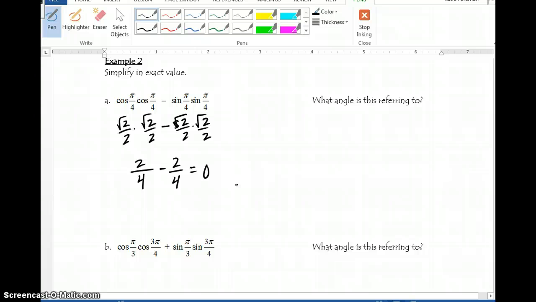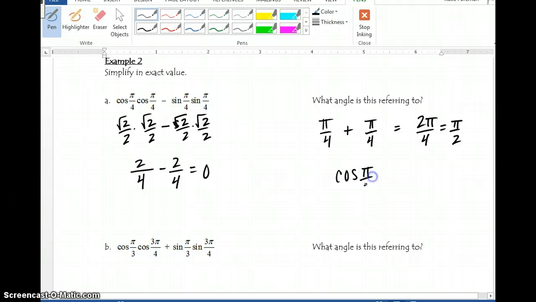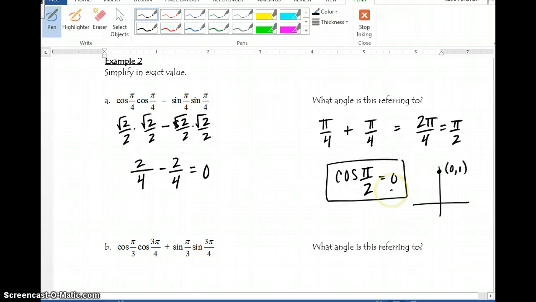So what angle is this referring to? First angle, second angle. Change the operation. When the denominators are the same, I just add the numerators. So what angle is this referring to? The cosine of pi over 2. Cosine of pi over 2 from the unit circle, we know the x-coordinate up there is 0. So it verifies an exact value of an angle we already know.